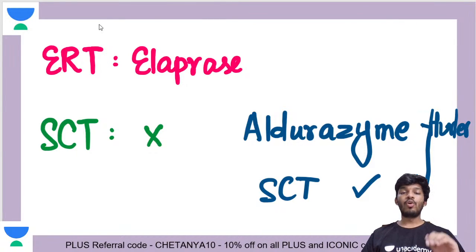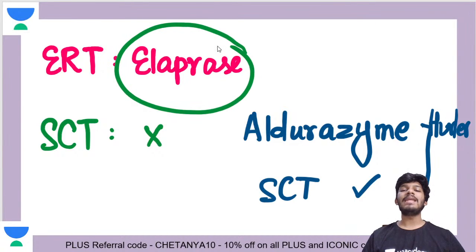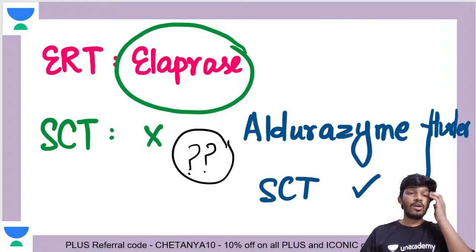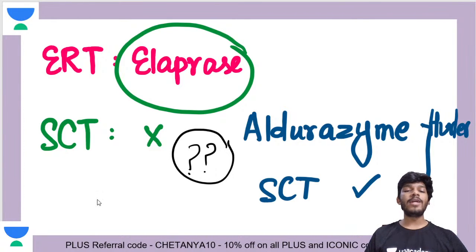So the enzyme here is not aldurazyme. Instead, we are using an enzyme called elaprase. And the use of stem cell therapy is very questionable in the case of Hunter disease. So we have found quite a few points of difference.